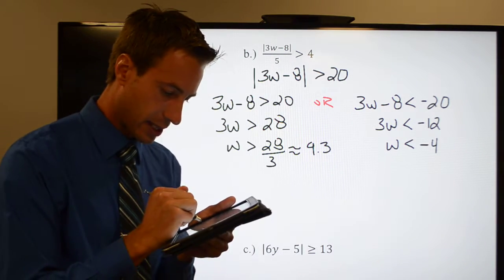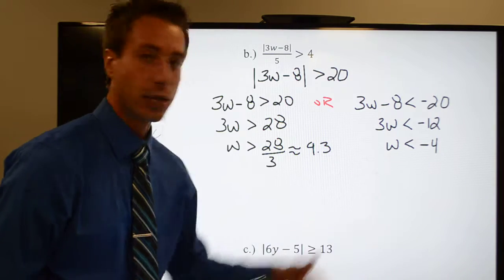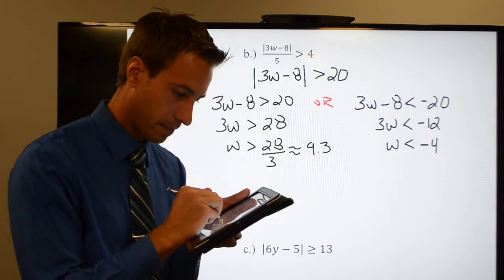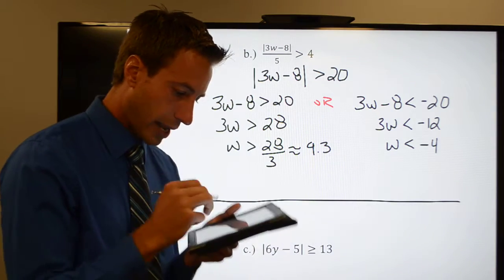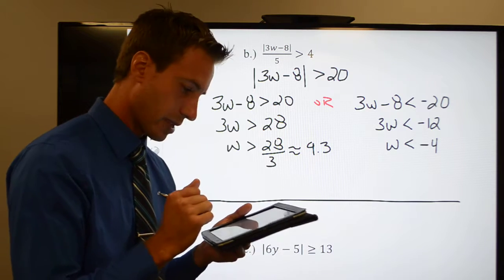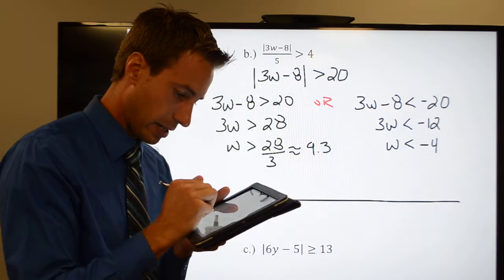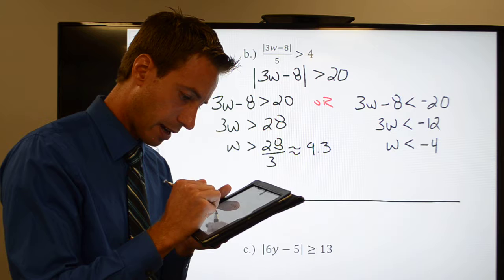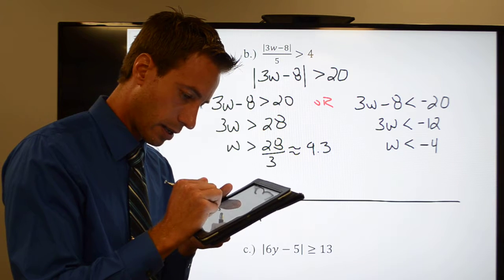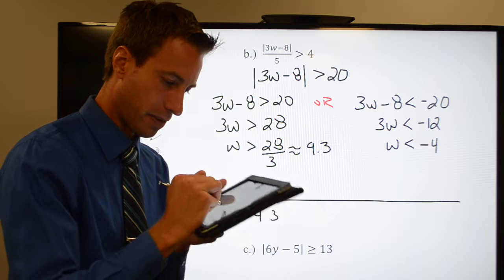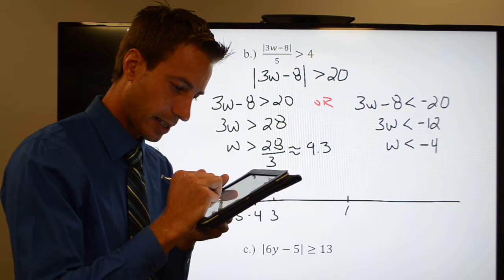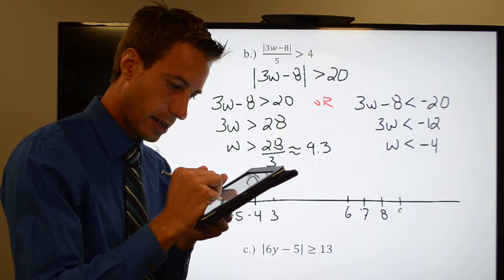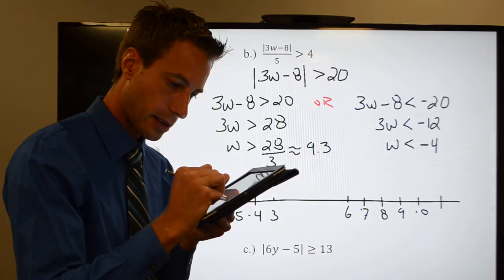Okay, here we go. Let's graph this. Remember, I cannot write "or" inequalities in set builder notation, so now all that's left is just to graph it. I've got negative 4 and 9.3. I think I'm going to wind up skipping a little bit here. So here's negative 6, negative 5, negative 4, negative 3. We're going to skip a few. Here's 6, 7, 8, 9, 10, 11.